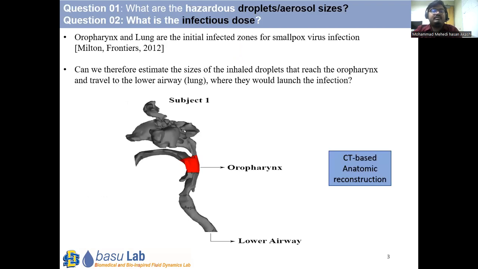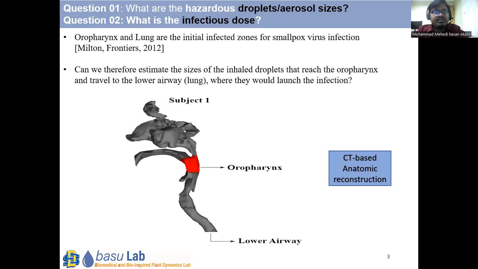Two main questions I am going to introduce in this talk. First one, what are the hazardous droplet sizes that can start the infection? What is the infectious dose? Infectious dose is the minimum number of viruses that can trigger the infection of an individual.